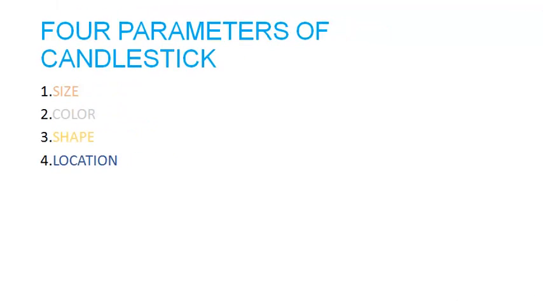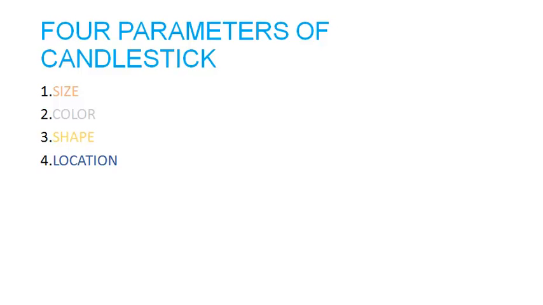So let's quickly understand what are the four parameters of candlesticks. What are the four different parameters which define candlesticks, and what are the important indicators and vectors of candlesticks? The four important parameters of candlesticks are, first of all, the size, second is the color, third is the shape, and fourth is the location. So size, color, shape, and location are the four parameters of the candlesticks, and those four parameters in permutation and combination form different types of candles.